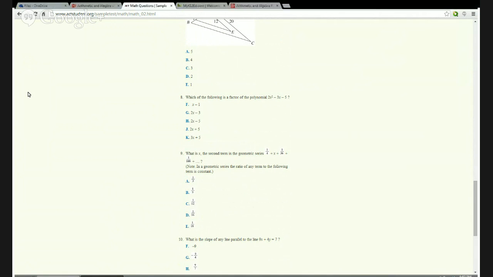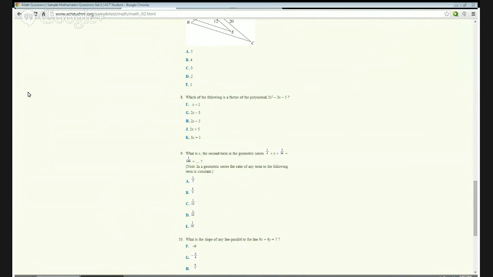Question 9 asks us, what is x, the second term in the geometric series 1/4, x, 1/36, 1/108? And it tells us that in a geometric series, the ratio of any term to the following term is constant. So that just means that it's a pattern. That's all that's telling us. So let's look at the pattern. It goes from 4 to something else to 36 to 108.